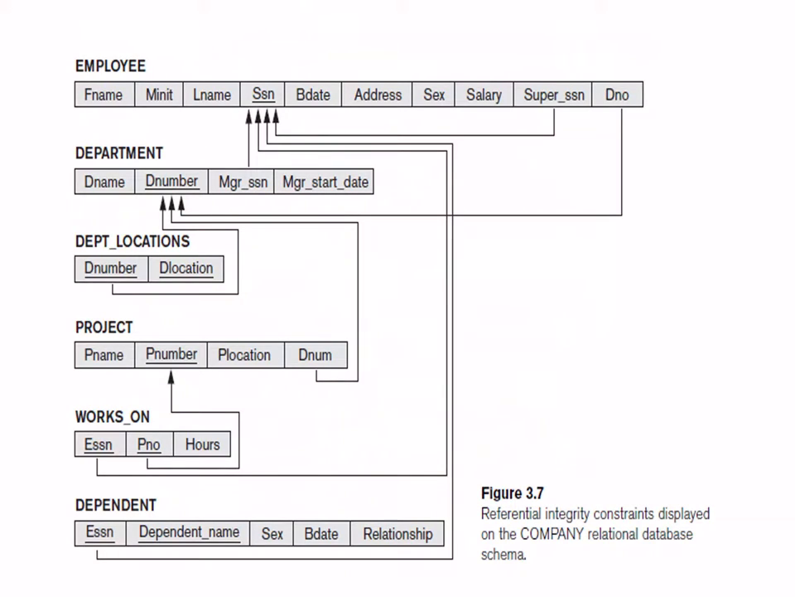I've pasted the same table which we had seen in the last video, and in the last table this is what is happening. You remember in the employee table itself we had a foreign key which was related to the primary key in the same table. Because it is underlined, you can understand that this is the primary key, and this supervisor's SSN is related to the SSN of the employee.